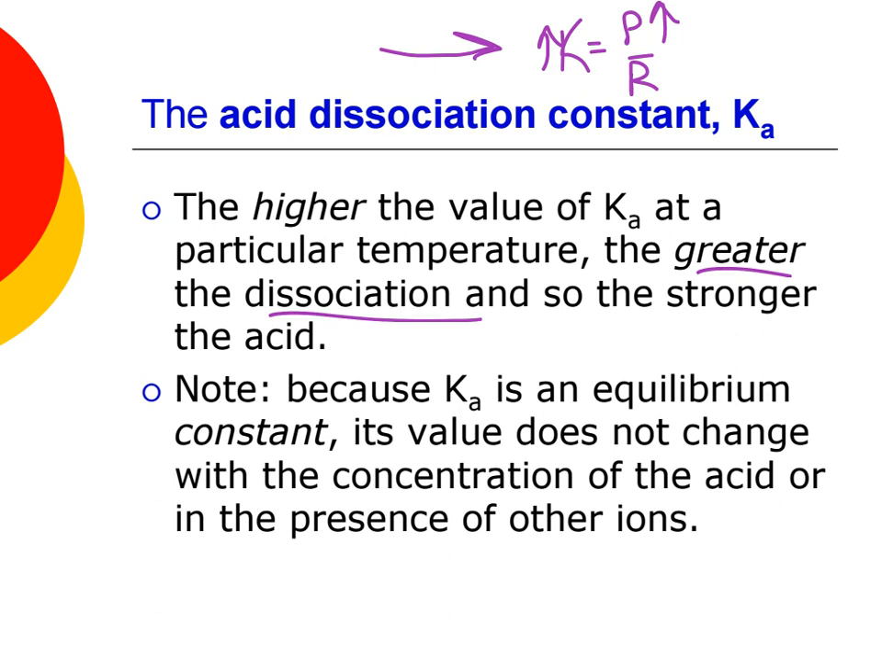A lower K would indicate a low level of products, which would favor the reactants and have a low level of dissociation. And again, because the K is a constant for the dissociation itself, it is not going to be affected by the presence of other ions. It is a constant.